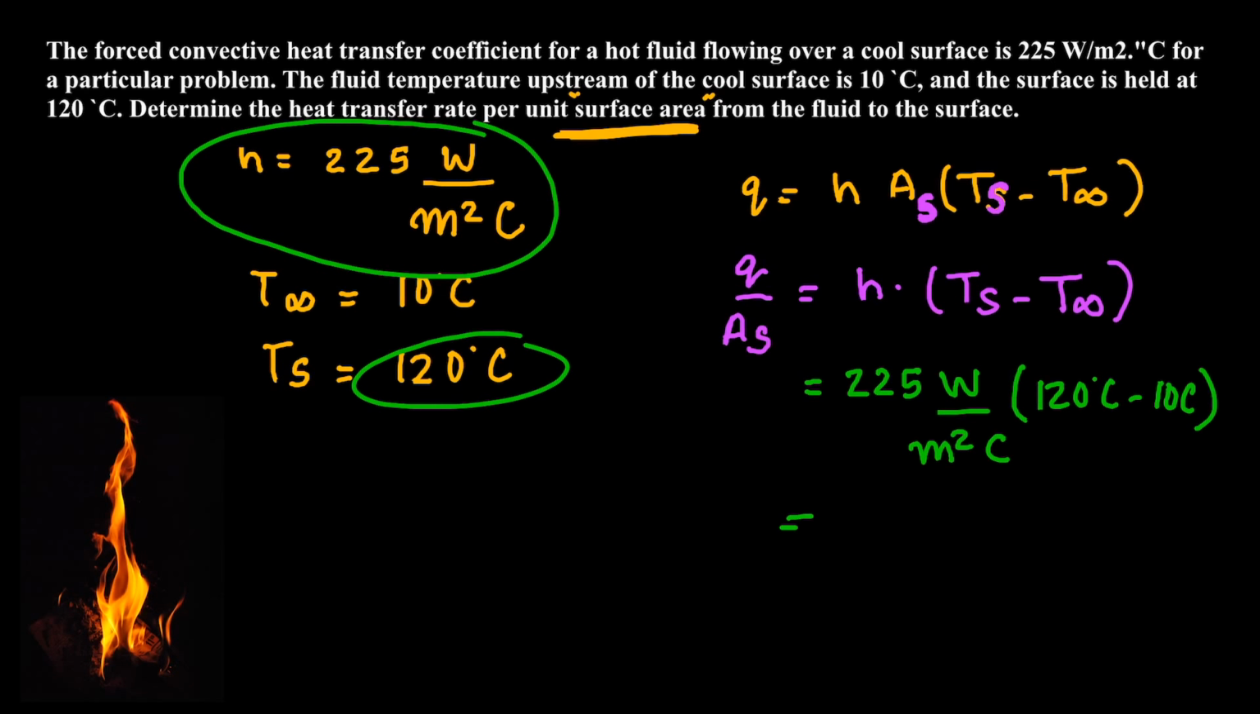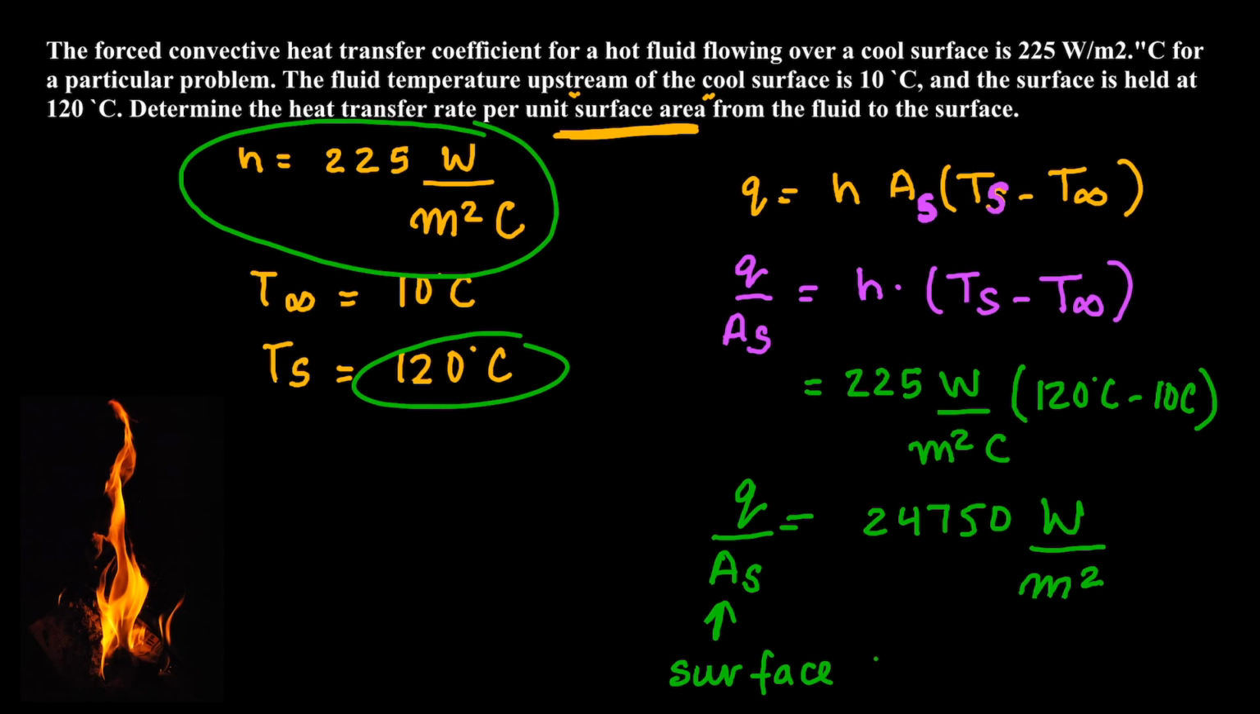And when you put all of that in the calculator, you get approximately 24,750 watts per meter squared. This is Q over area, surface area. Remember, for convective, it's surface area.